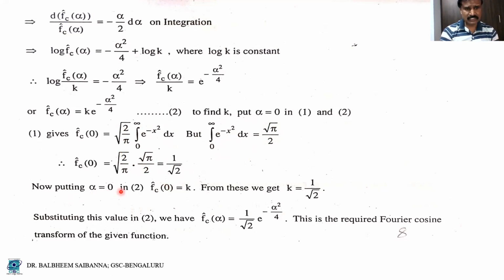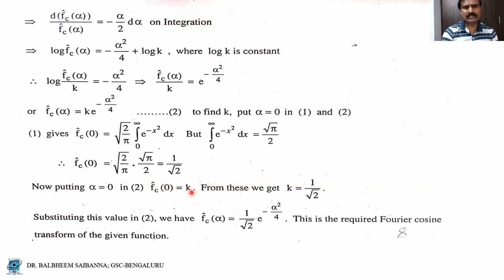Now putting alpha equal to 0 in equation 2, we get Fc(0) is equal to k, because e to the power of 0 is 1. Look at these two: Fc(0) is 1 by root 2, and Fc(0) is k. The left-hand sides are equal, so the right-hand sides must be equal. Then k is equal to 1 by root 2.